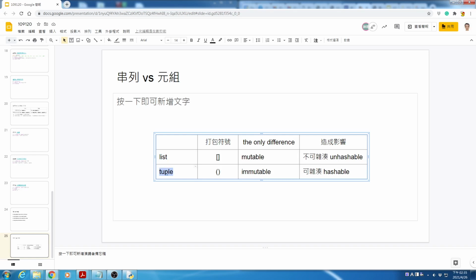So why do we need two things that are so similar? And the only difference is one is mutable, the other one is immutable. And why do we need this extra structure in this language? Can we use a list instead of tuple wherever a tuple is used? Can we do that? Why not?